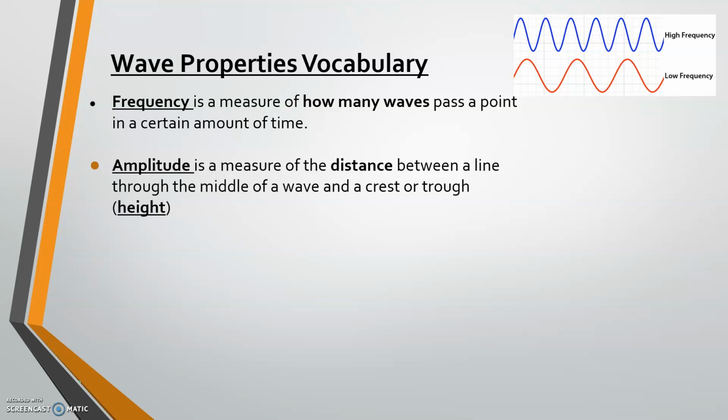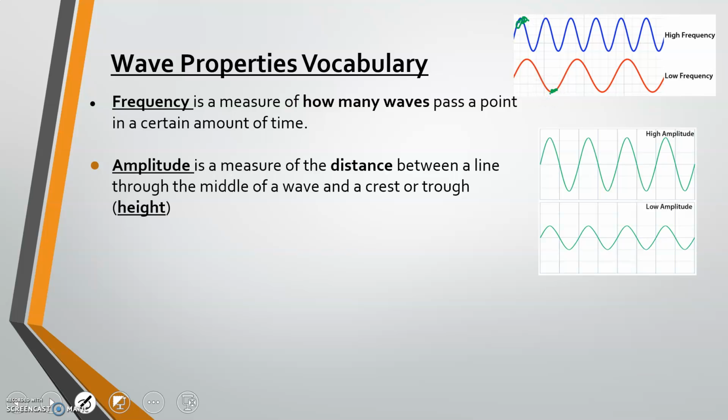The next property is amplitude. Amplitude is the measure of the distance between the line through the middle of the wave and a crest or trough. And remember, crest and trough are terms that we learned yesterday. So crest is that really high point of the wave, trough is that low point of the wave. So amplitude is essentially measuring the height of the wave.